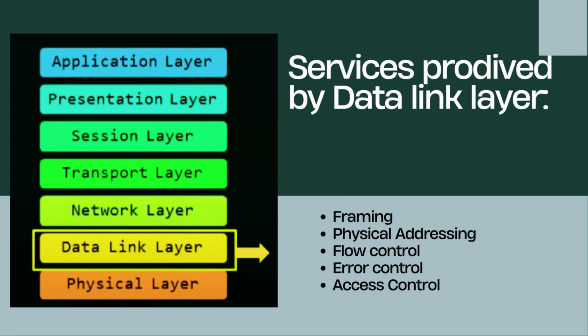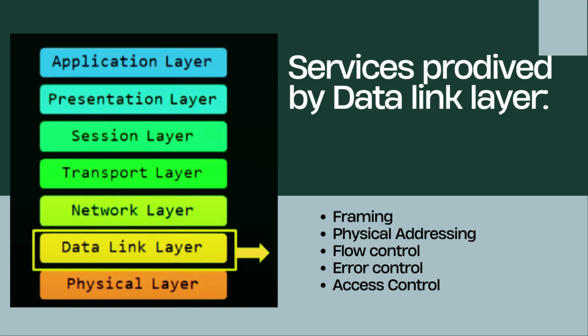Firstly, framing. Framing is the process of dividing data into smaller frames that can be transmitted over the network. This allows for more efficient data transfer as smaller frames are easier to manage and can be transmitted more quickly. Secondly, physical addressing. Physical addressing involves assigning a unique address to each device on the network. This ensures that data is sent to the correct destination and prevents data from being sent to unintended devices.